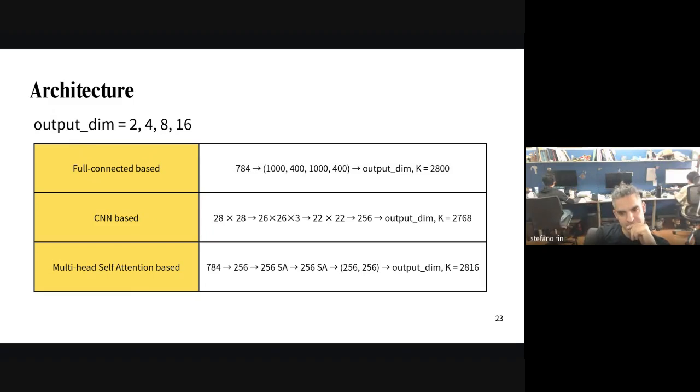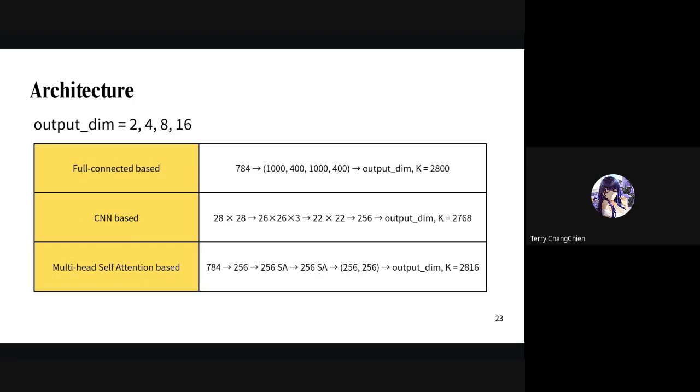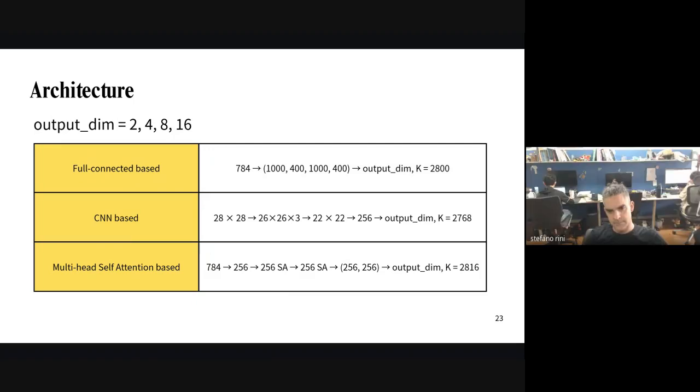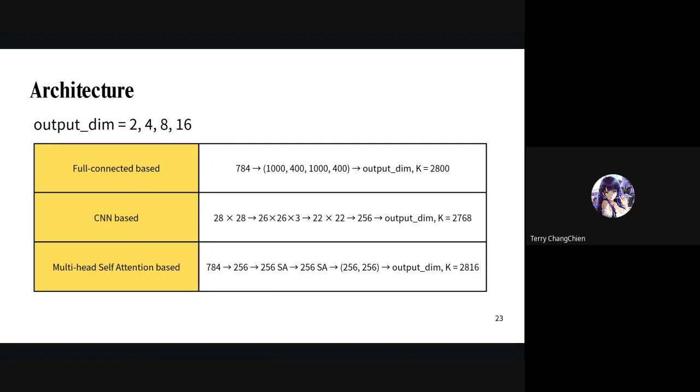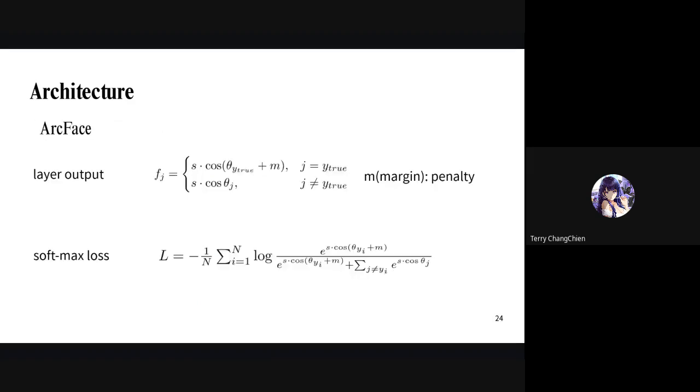Okay. And in my part, I compare 3 different types of models: fully connected based, CNN based, and multi-head self-attention based. And I control the total neuron number at about 2,800. And I tried 4 kinds of dimension: 2, 4, 8, and 16. Next page. And this time we use ArcFace to judge the embedding.